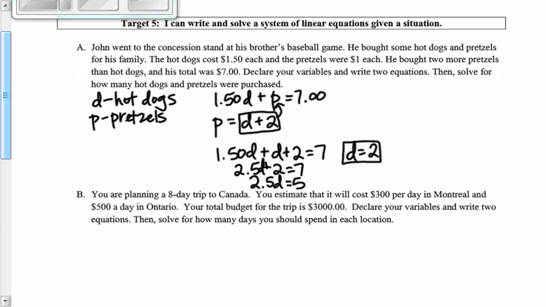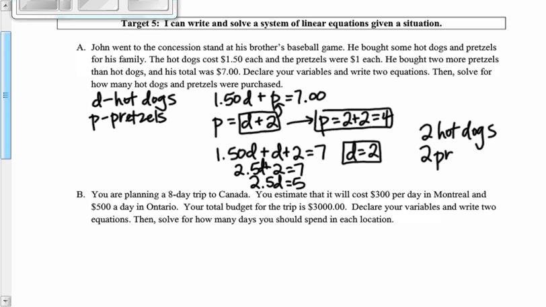And then we can plug that back in maybe to this equation. P equals 2 plus 2, which is 4. So then let's go ahead and write out our answer. There were 2 hot dogs purchased and, oh sorry, 4 pretzels. Goodness.